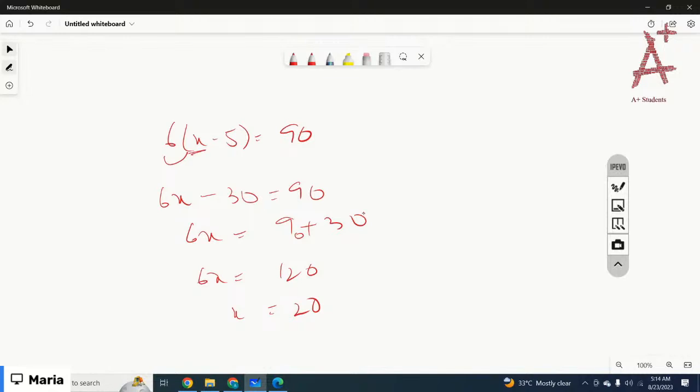You have to justify also. Let's just put 20 in the equation. 6 times (20 minus 5) equals 90. 20 minus 5 is 15, and 15 times 6 is 90. So 90 equals 90.